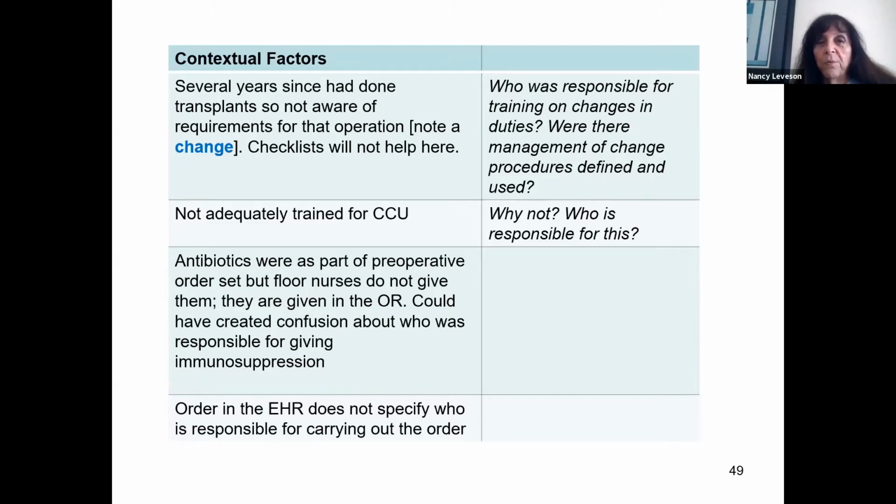Antibiotics were a part of the preoperative order set, but the floor nurses don't give them. They're given in the OR.